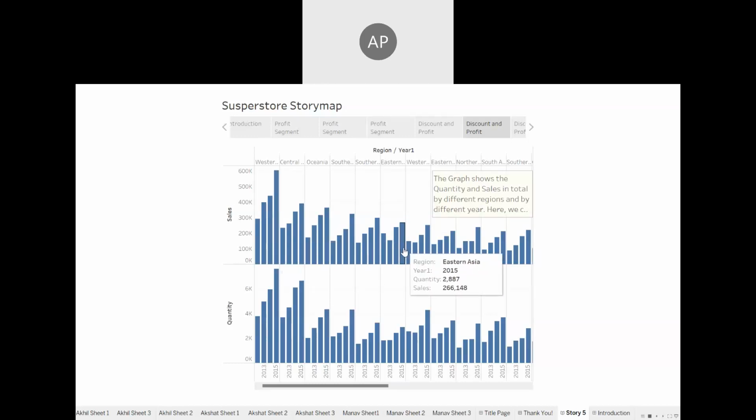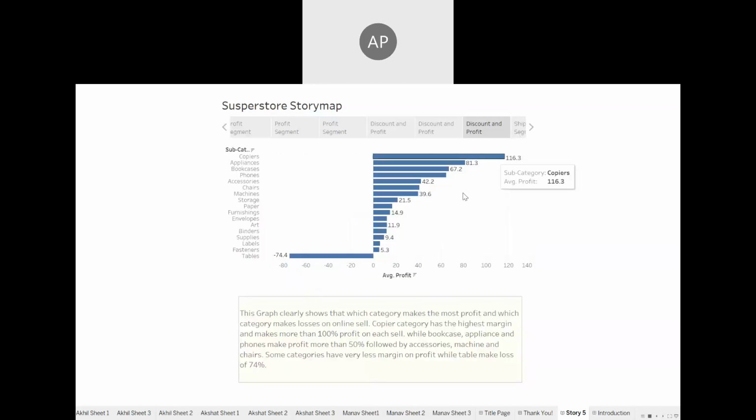So we can clearly say that global sentiment for the online sale is increasing day by day. Can you change next graph, please? Thank you. So this is my next graph, and here I have used subcategories against profit.